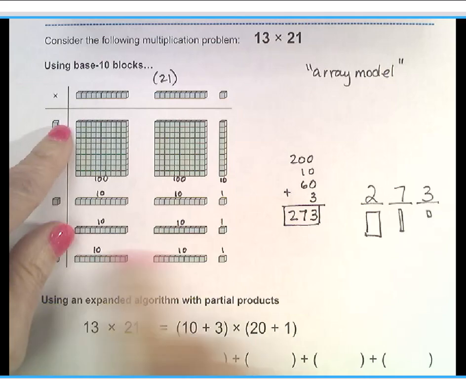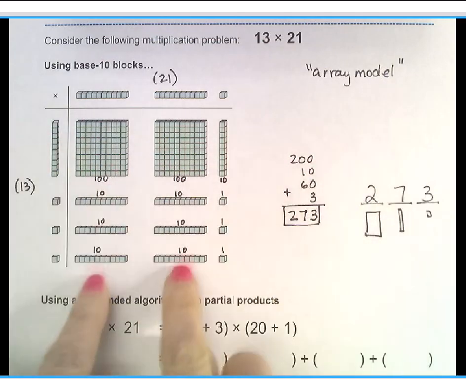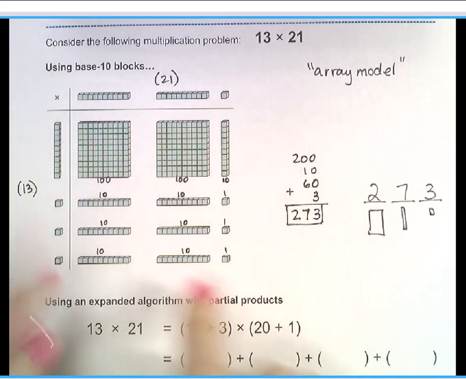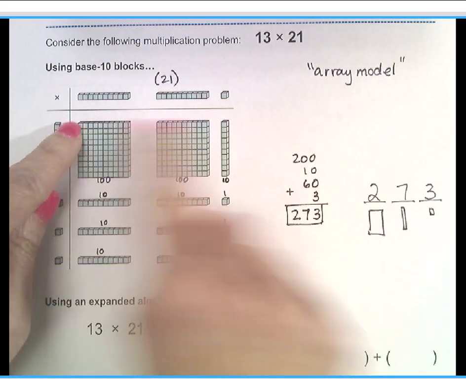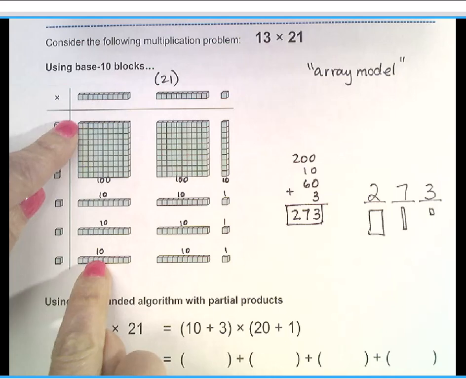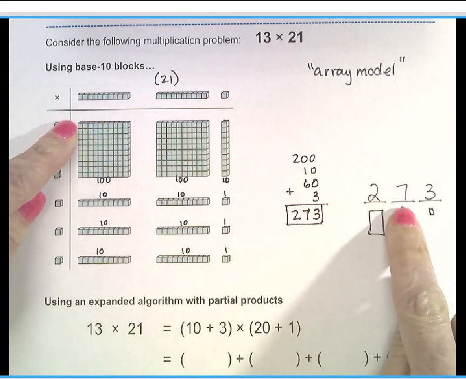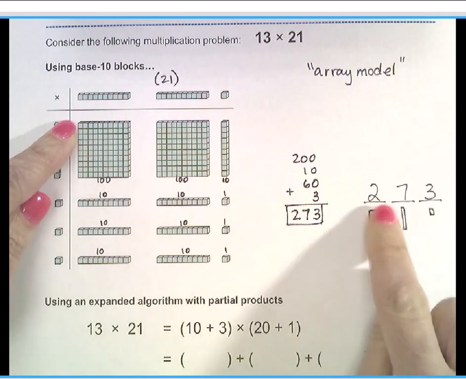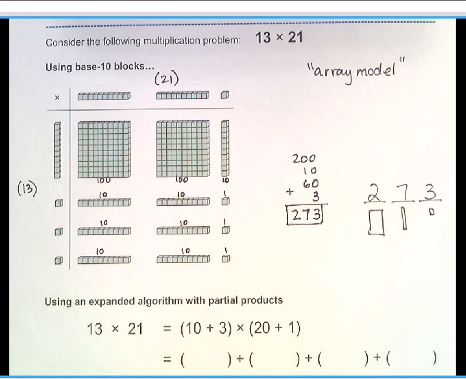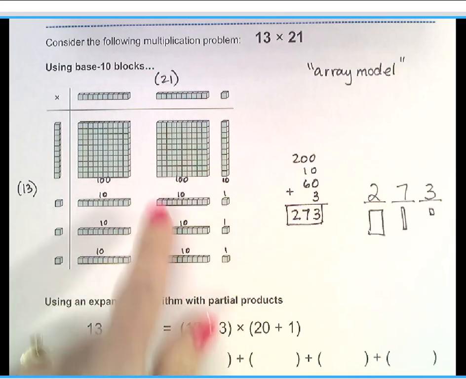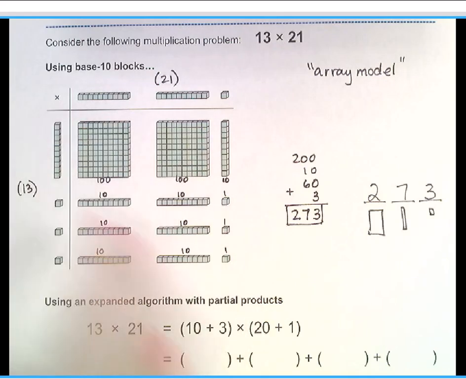And this makes a nice little rectangle. If we had actual base 10 blocks and we pushed them all together, we could make a nice little rectangle that would be a 21 by 13 rectangle. But without having to add up all the little tiny ones, this is done in groupings, so it's 273. So that's how you can do an array model, and I expect y'all to be able to draw one of these, or to look at one that's drawn and understand what's being modeled and how you get all the answers.